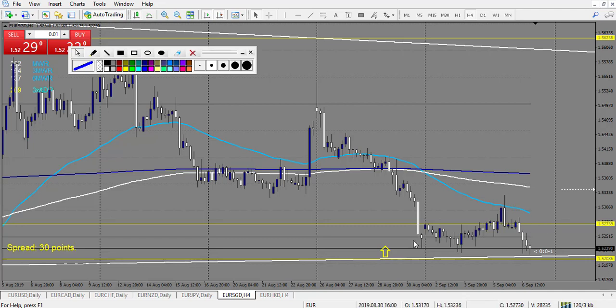Then we are at the second level right now, nearly touched it and created a pin bar. It was during the weekend, so we don't count it. I expect on Monday eventually a retouch to enter into this trade. Now let's look at Euro Yen.